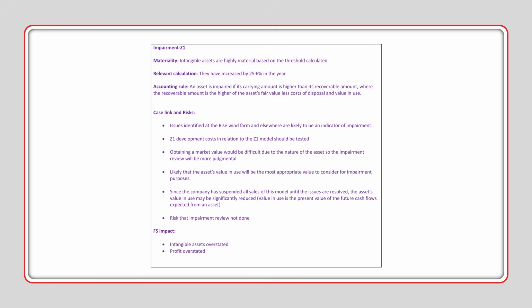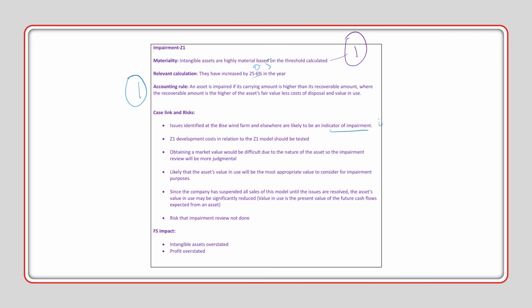So now I can finally talk about materiality. So I get my materiality professional skill mark. Please note, I've not done a percentage calculation. I've simply said it is material based on the chosen threshold. I get a calculation mark for saying it's gone up by 26%. I get a mark for explaining the accounting rule for impairment. So carrying value is higher than the recoverable amount, and recoverable amount is the higher of fair value and value in use. I'm now going to be getting a lot of marks for the scenario linkage.